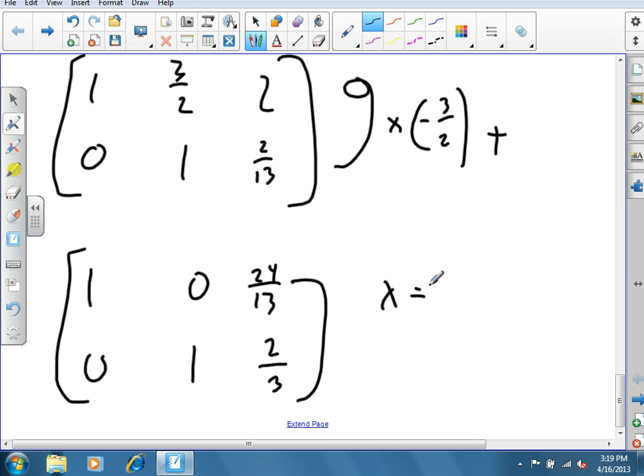So x is going to be 24 over 13, and y is going to be 2 over 13. So that's just something I can do with a matrix, other than do a determinant thing.